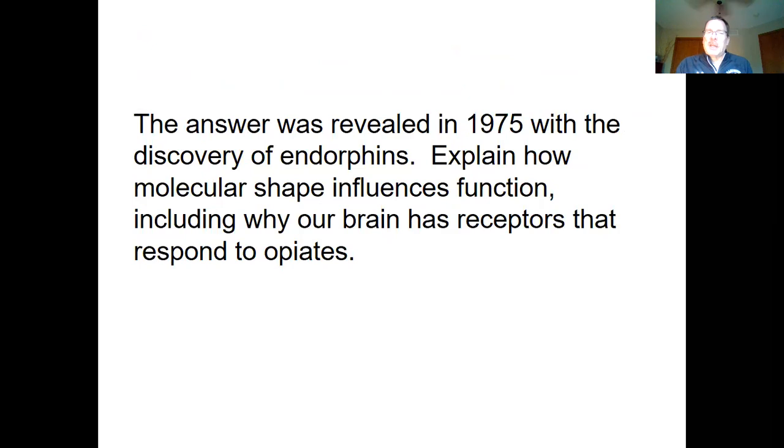Endorphins. Molecular shape influences function, explaining why our brain has receptors that respond to opiates, because the molecular shape is extremely similar. And so it allows those opiates to bind where the natural endorphin pain-relieving chemicals would bond.